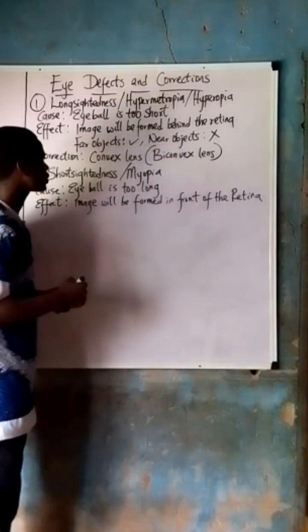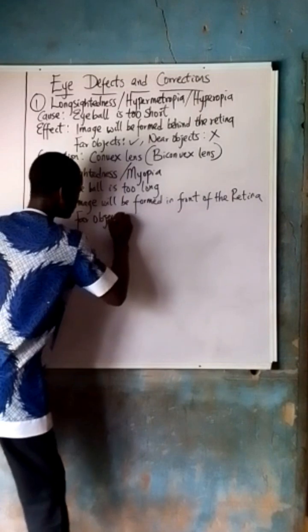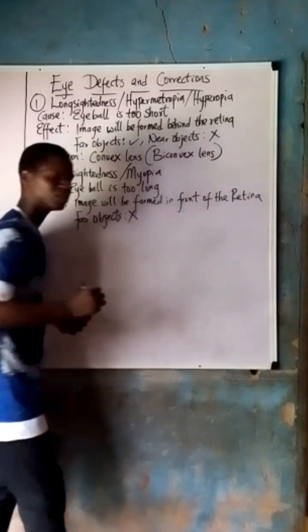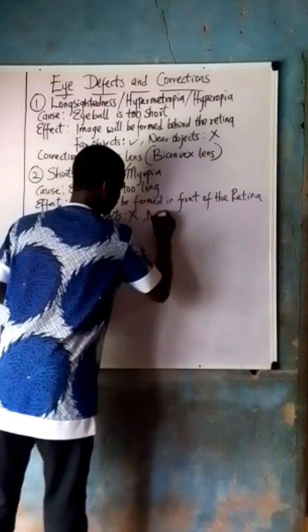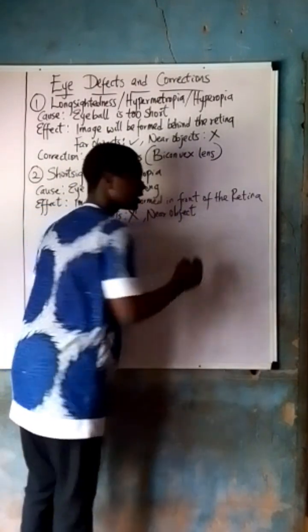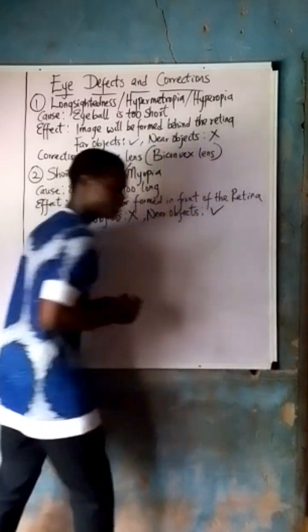Okay? Now let's compare and contrast. Now for short-sightedness, can the person see far objects? No. The person cannot see far objects. Now, can the person see near objects? Now, remember he said it's short-sighted. I can see objects at short distance. So, near objects can be seen.